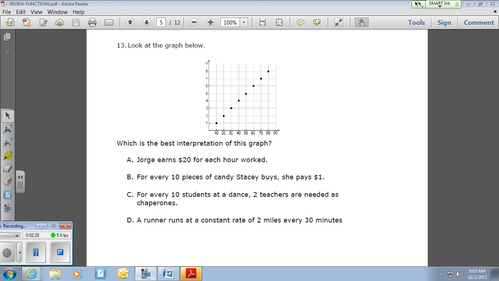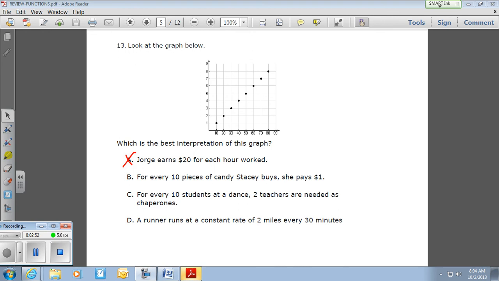So letter A, Jorge earns $20 for each hour worked. All right, if I'm looking at this, I would think that hours should be on the bottom and earnings would be on the y-axis, which would be opposite of what this is. But even if it were switched, this says an hour is 10. So that's not it. Just doesn't match.